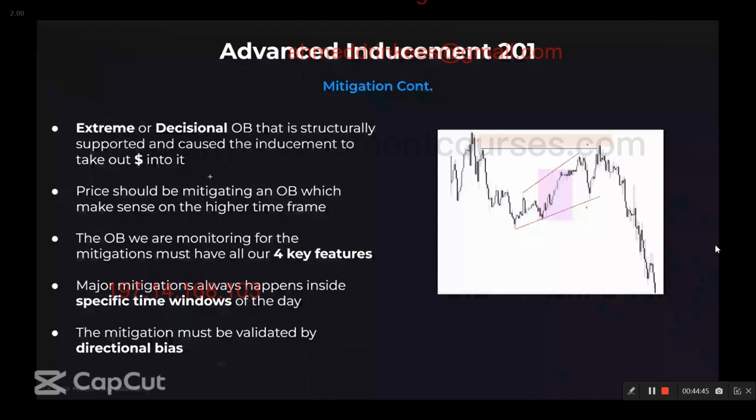The higher time frame, the one that is the largest, that is the only one. Any other refinements, extreme, decisional, none of that needs to happen. The only one is that largest order block, okay? So price should be mitigating an order block, which makes sense on the higher time frame. The order block we are monitoring for the mitigation must have all 4 core features.